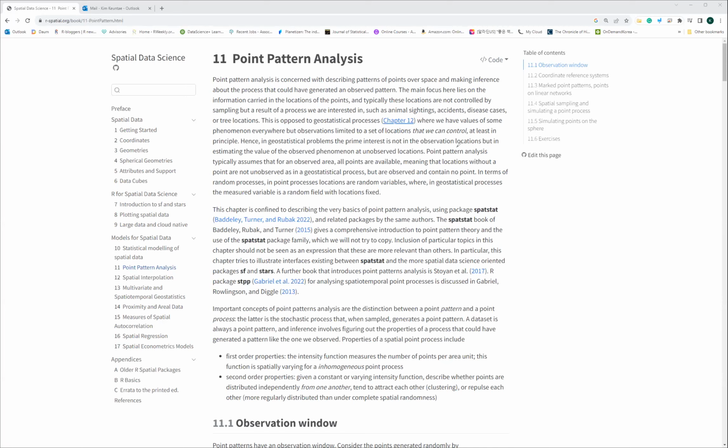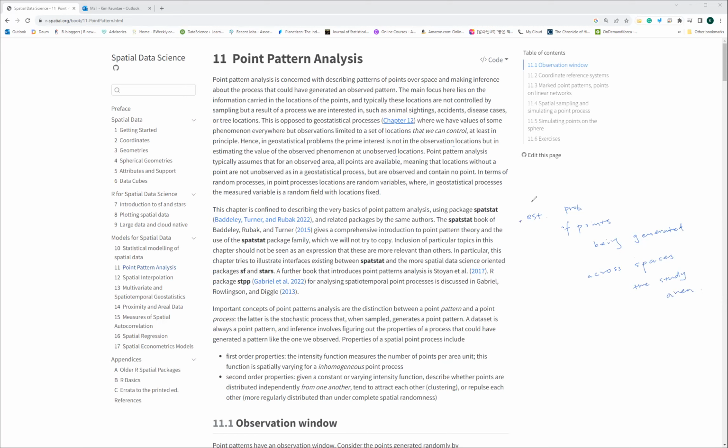It is also about all kinds of locations and estimating the value of the observed phenomenon, and how those things are generated. That means point pattern analysis focuses on estimating the probability of the points being generated across space, or across our study area.